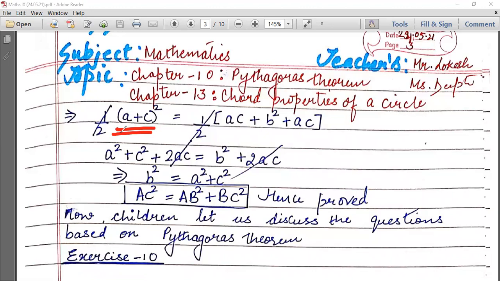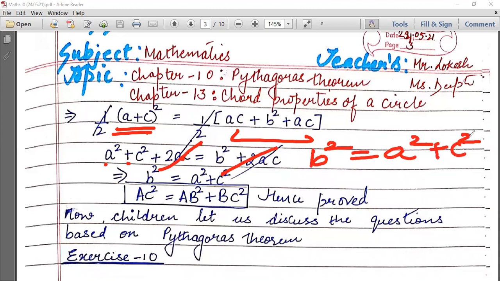And (A plus C) whole square will be A square plus C square plus 2AC, which is equal to B square plus 2AC. And now you can cancel 2AC and 2AC. And here you will get B square is equal to A square plus C square.